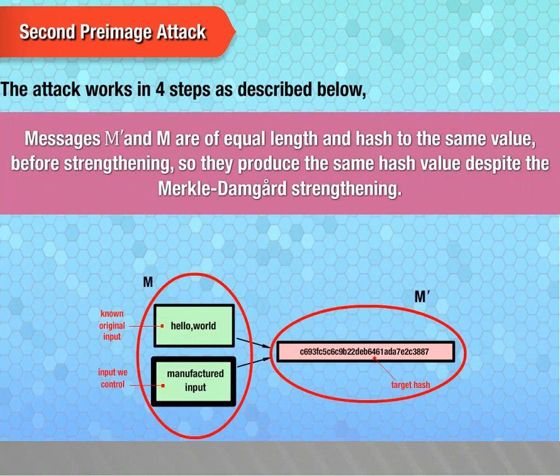Messages M' and M are of equal length and hash to the same value before strengthening, so they produce the same hash value despite the Merkle-Damgård strengthening.